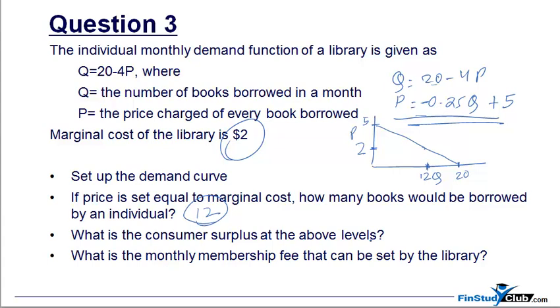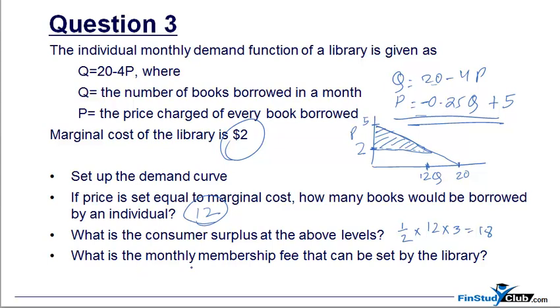Alright. Now, what's the third question? What is the consumer surplus at the above level? Now, at these levels, this is what your consumer surplus is going to be, isn't it? That's what we've learned. Alright, so the area between the price line and the demand line, this area which gets captured is your consumer surplus. So how much would this be? Well, this looks like a triangle, where the height is 3 and the base is 12. So half into base, which is 12, into height, which is 3, gives me 18. So my consumer surplus is going to be 18.